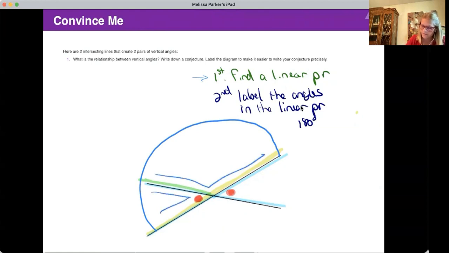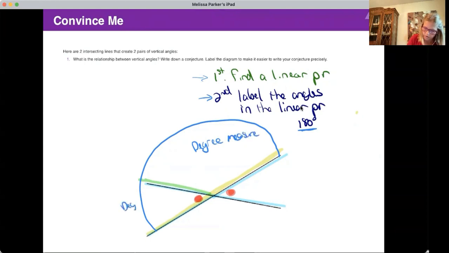Now, what do we know about those linear pairs? We know that they equal 180. So I'm going to tell them, secondly, you're going to label the angles in the linear pair. They're going to add up to 180, but you need to label each of them. You need to have a degree measure for the larger angle and a degree measure for the smaller angle, knowing that they have to sum up to 180 degrees.